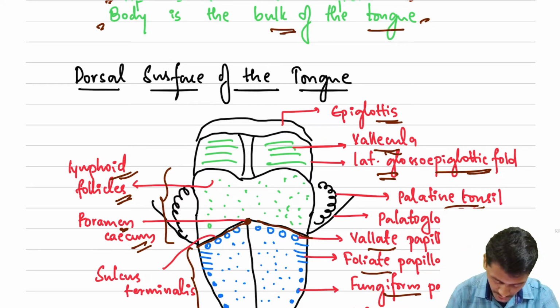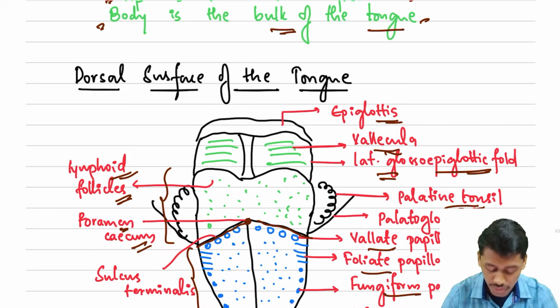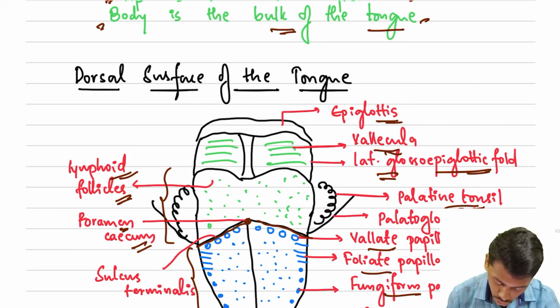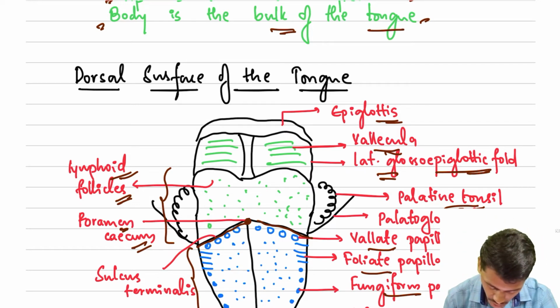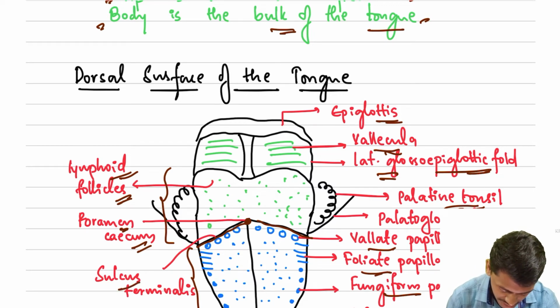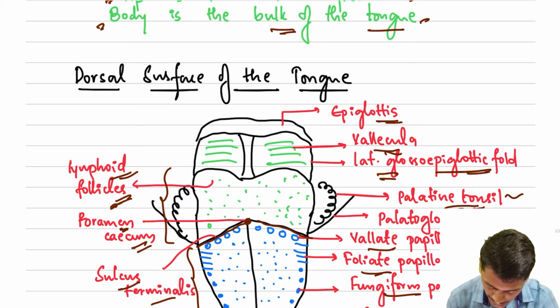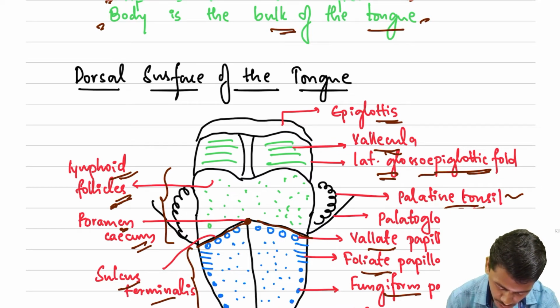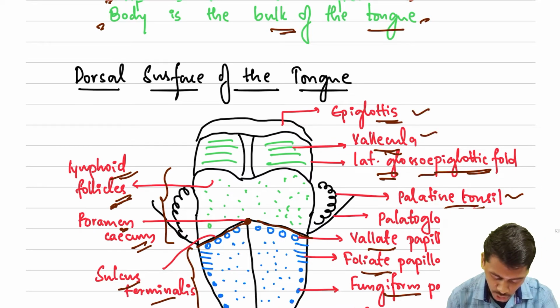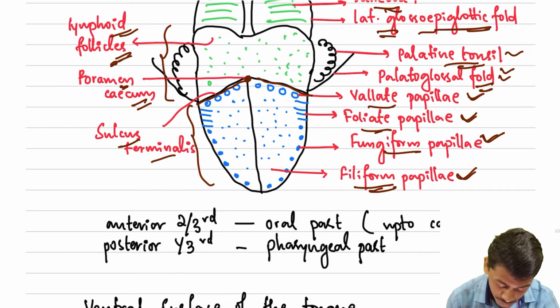Again I am going to revise. We have the anterior two-third and the posterior one-third. The anterior two-third has four types of papillae: vallate, foliate, fungiform and filiform. It is differentiated by the sulcus terminalis and the foramen cecum. The posterior one-third, the pharyngeal part, has the lymphoid follicles, and lateral to it we have the palatine tonsil and the palatoglossal fold, and posterior to it we have the lateral glossoepiglottic fold, vallecula and epiglottis. So this completely forms the dorsal surface of the tongue.